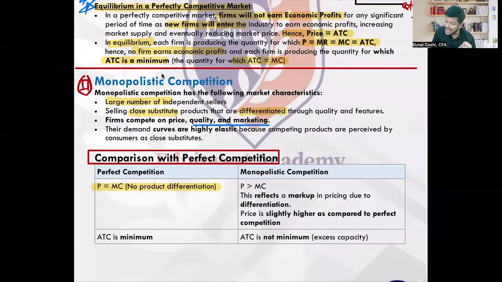Their demand curves are highly elastic, but they are also downward sloping. It means they are not as exact as perfect competition. They are relatively downward sloping. So of course, in this case, if the prices are increased, the demand will fall.